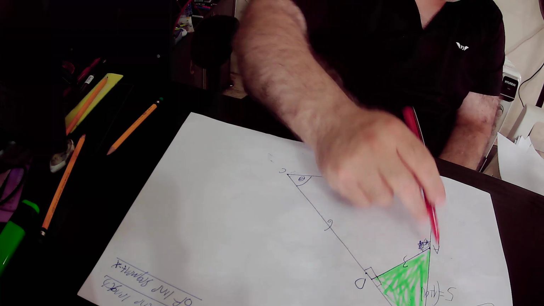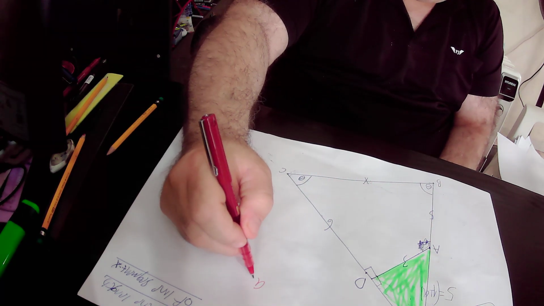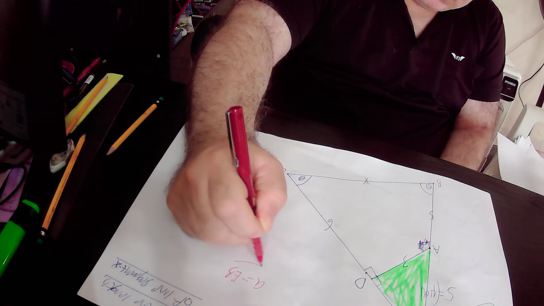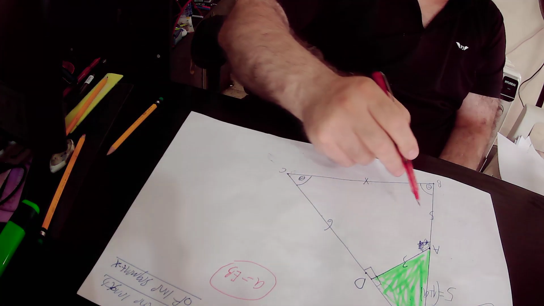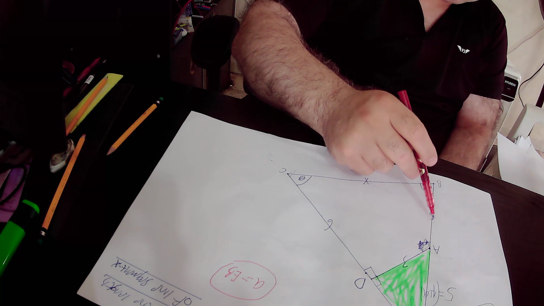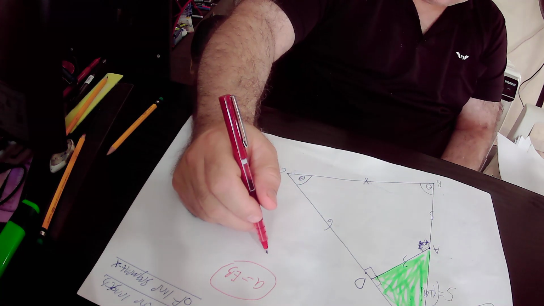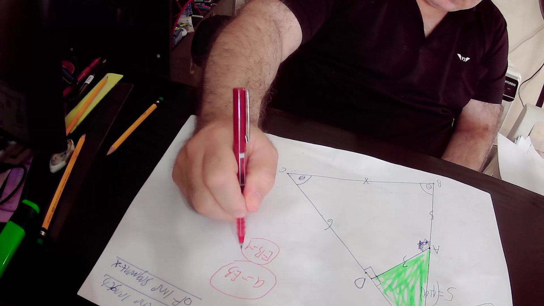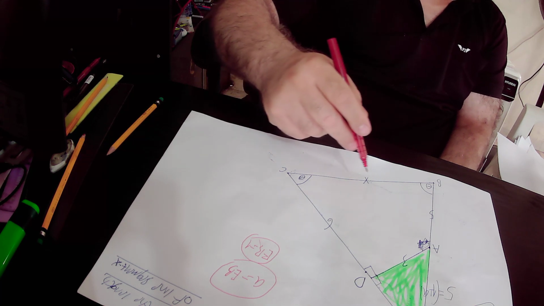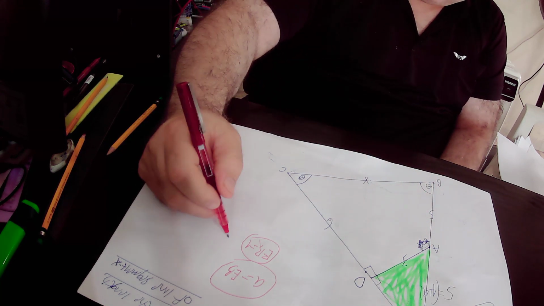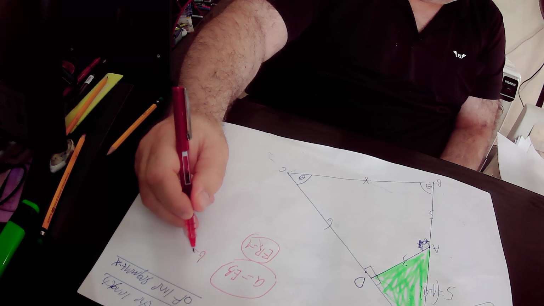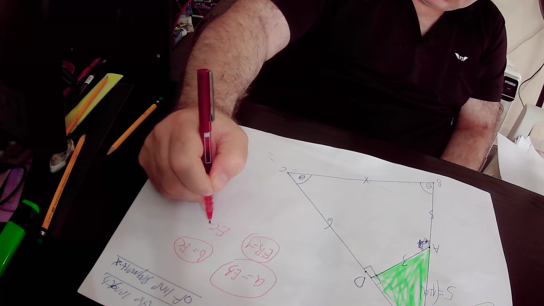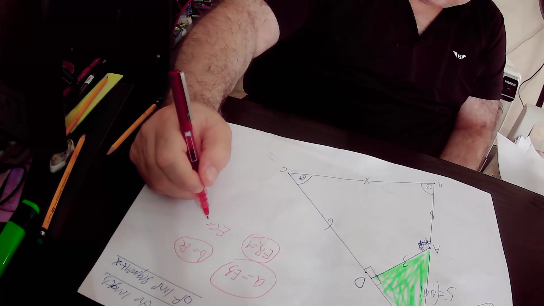A equals EB, but EB is also equal to 5 plus 5, that is 10. So EB is also equal to 10. B equals EC, and EC is also equal to 4 plus 6, that is also 10.